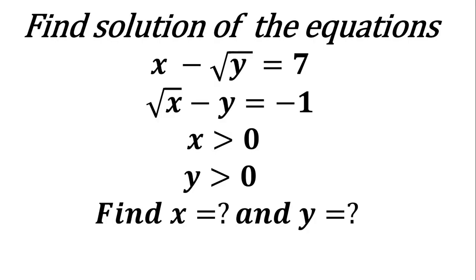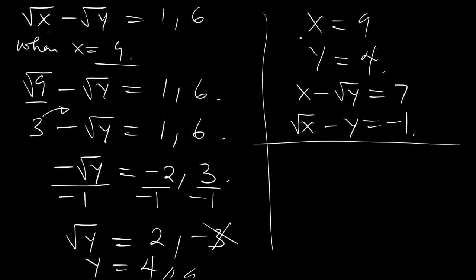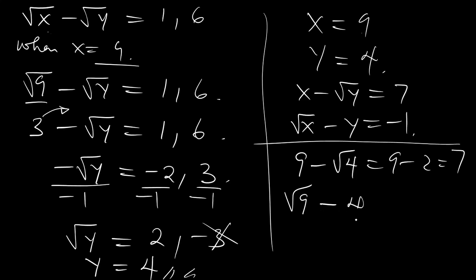Now let's test the solution. We have x minus the square root of y equal to 7. You have this other one, square root of x minus y is equal to minus 1. Now let's try it. You have 9 minus the square root of 4 is equal to 9 minus 2, which is 7. Then this other one, you have the square root of 9 minus 4 is equal to 3 minus 4, which is minus 1. So this is the final solution.